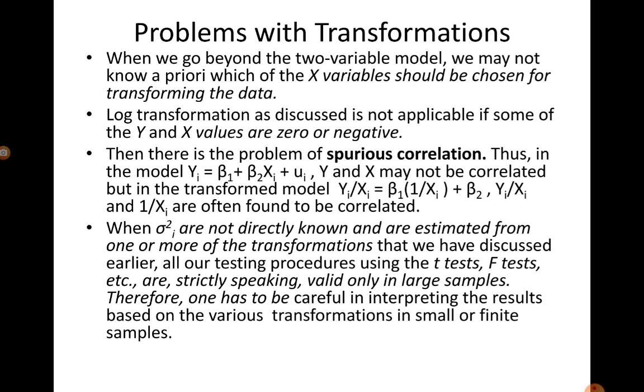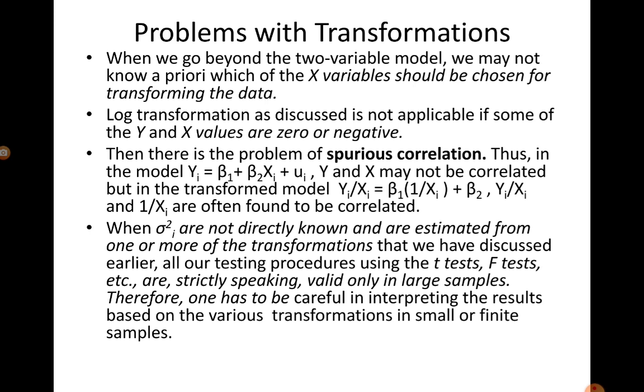Your best option then is to either run the Park or the Glejser test or something of that sort to try and find which of the x variables are more correlated to the error term. That is your best bet. Then log transformation, like I said, is a very popular method of transforming the model to reduce heteroscedasticity. But if you have y or x values which are either 0 or negative, log of 0 and log of negative numbers is not defined. So doing a log transformation in that case is not possible.